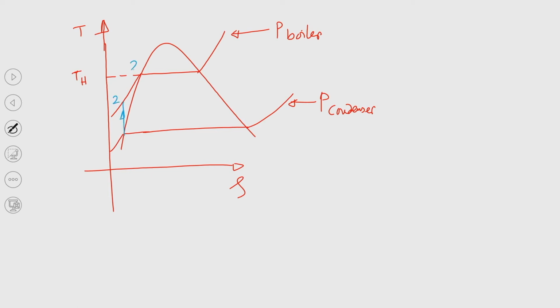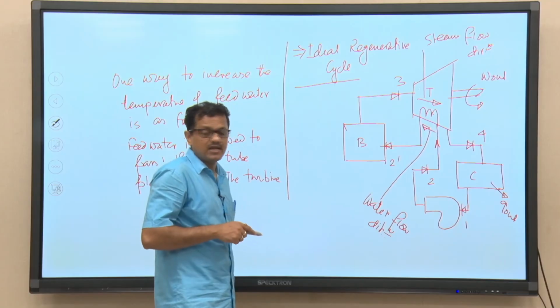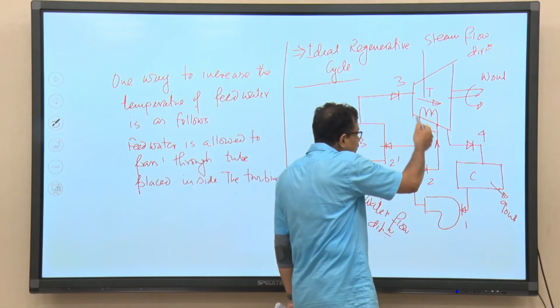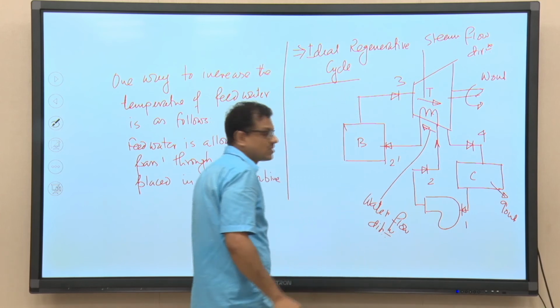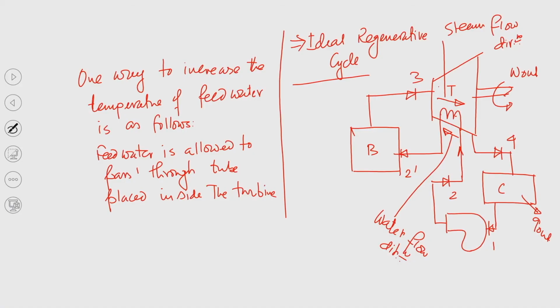2 prime, right, and 3. So, if we go to the previous slide, so 2 to 2 prime, that heating will be done, but that heating will not be there in the boiler, rather that will be there inside the turbine by making use of this special arrangement. Now, you know that when steam expands inside the turbine, steam temperature will fall because of this particular heating. So, now 3 to somewhere 3 prime.